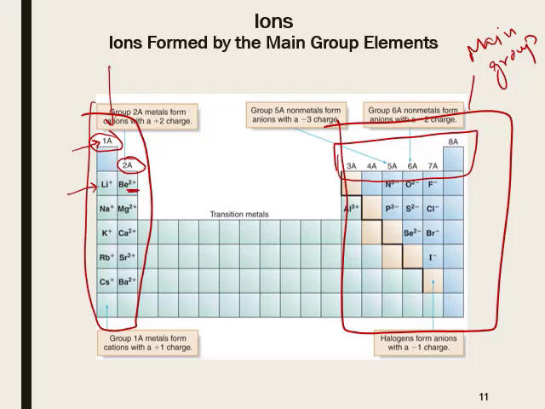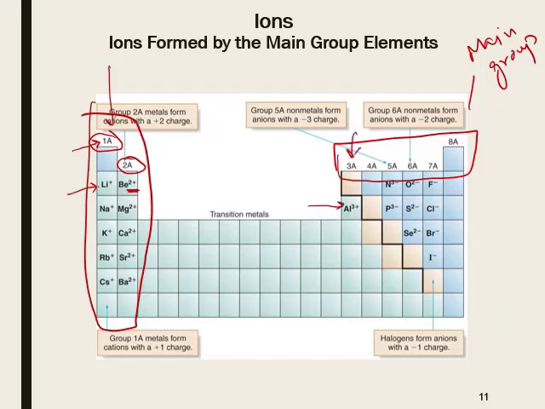If your metal, for example, aluminum here, let me erase this line, okay. If your metal is in 3A, it's going to lose 3 electrons, therefore the charge on aluminum ion is 3 plus. So that's the case of metals. There are a couple of exceptions which we will discuss later on.